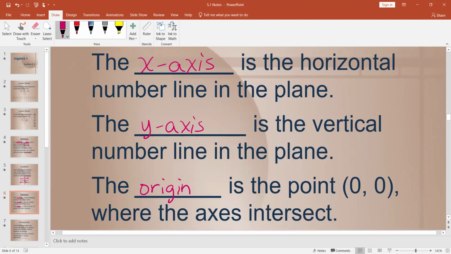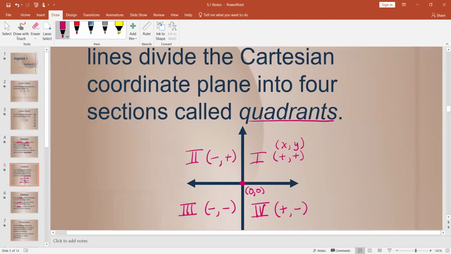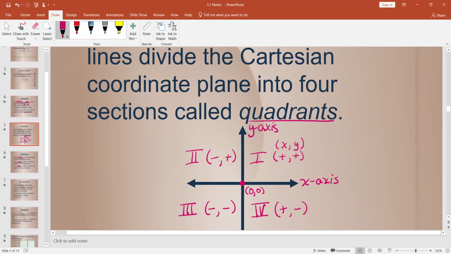All right, I'm going to go back really quick to my quadrants. So this is the origin right here in the middle. This is your x-axis. And then the up and down one, this is your y-axis. So we'll look at these again when we get into examples.